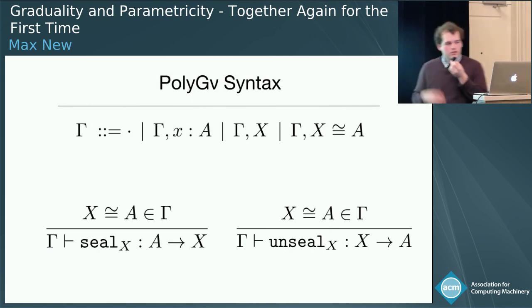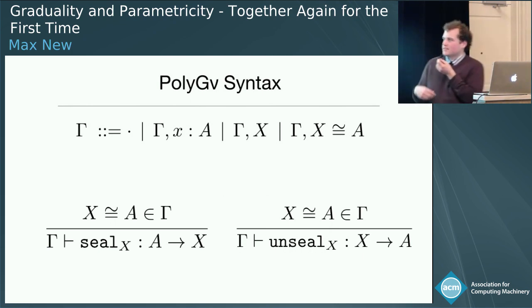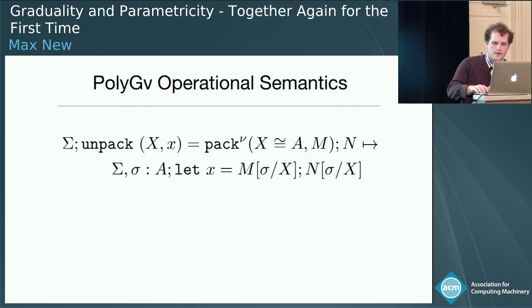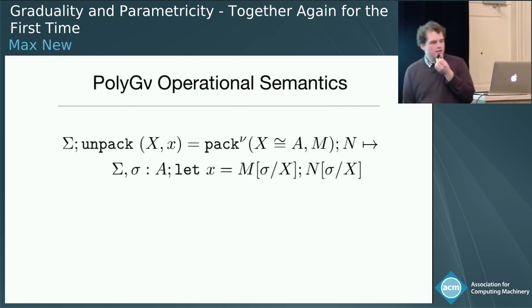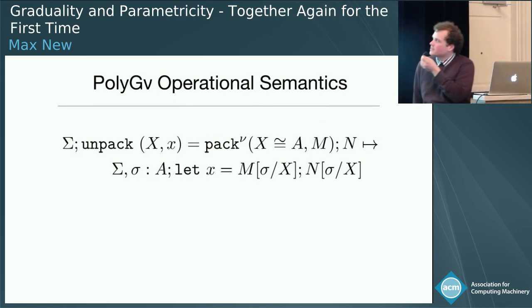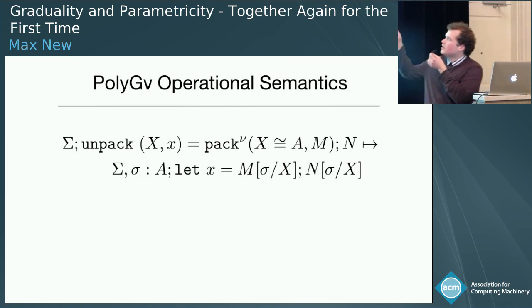And the idea is that if you know that X is isomorphic to A in your context, then you get access to the seal-unseal isomorphism between A and X. Okay. And then the operational semantics. When we unpack a package, it will generate this fresh seal sigma, and then we will substitute that sigma into the body and the continuation.